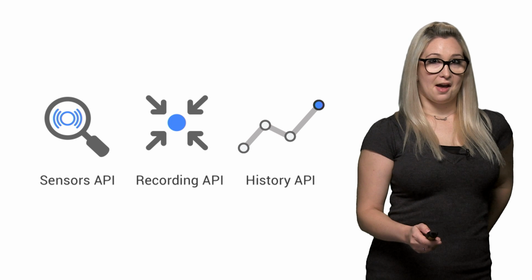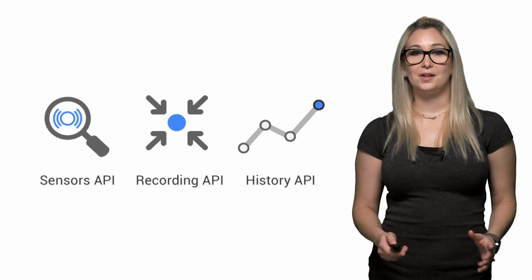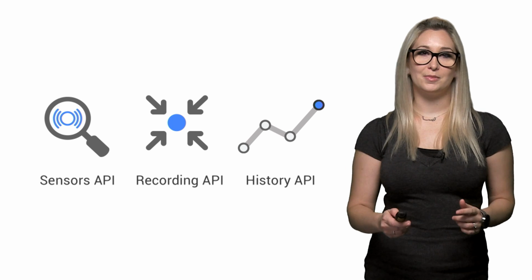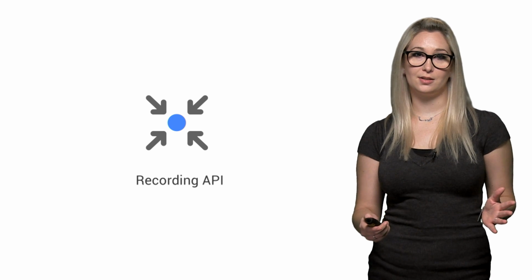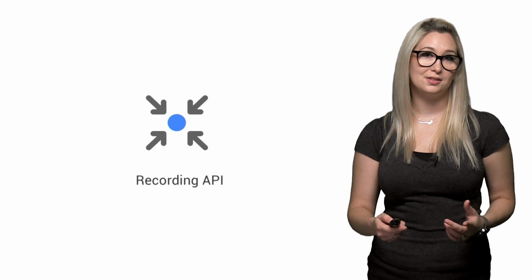The next step for our app is to save the user's step data so they can look at their records later. And this is where the Recording API comes in. The Recording API provides automated storage of fitness data using subscriptions. Google Fit stores the fitness data that you choose in the background, and it persists app subscriptions.